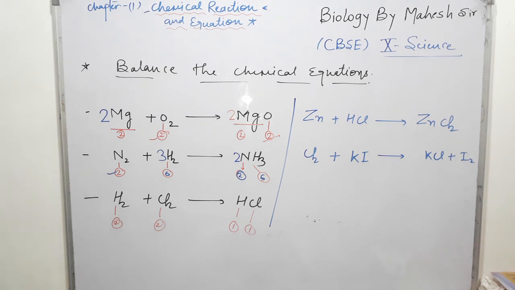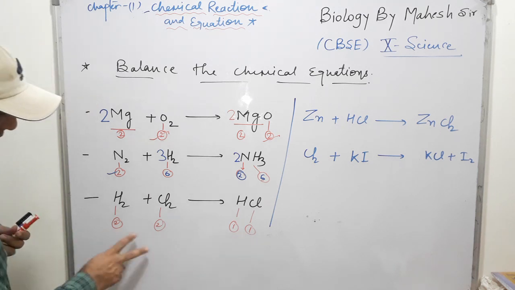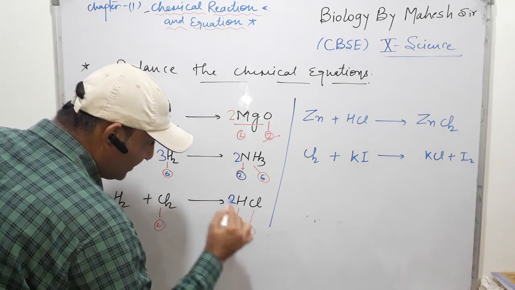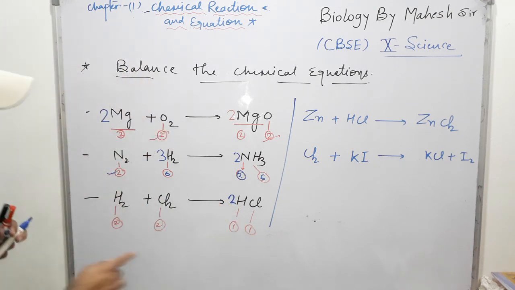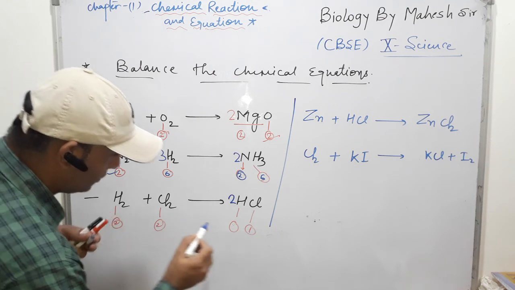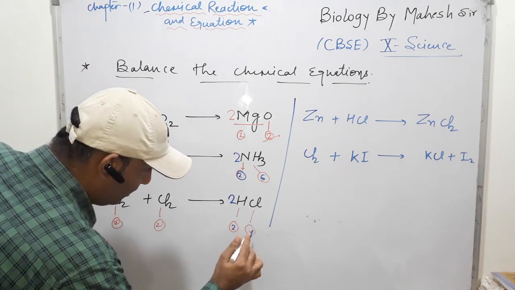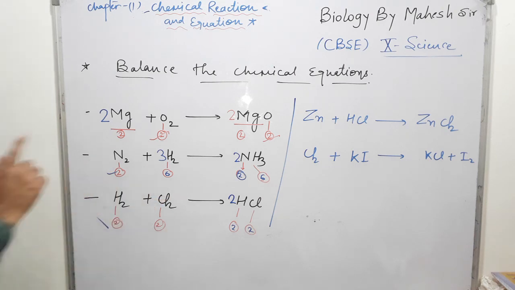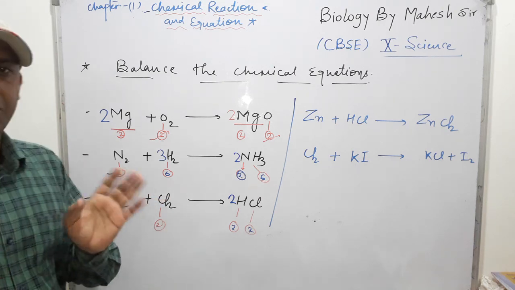So first of all, here there is only 1 and here 2. At that time we write 2 HCl. Clear? So hydrogen 2, chlorine 2. So it becomes balanced. So this is the process of balancing the chemical equation.